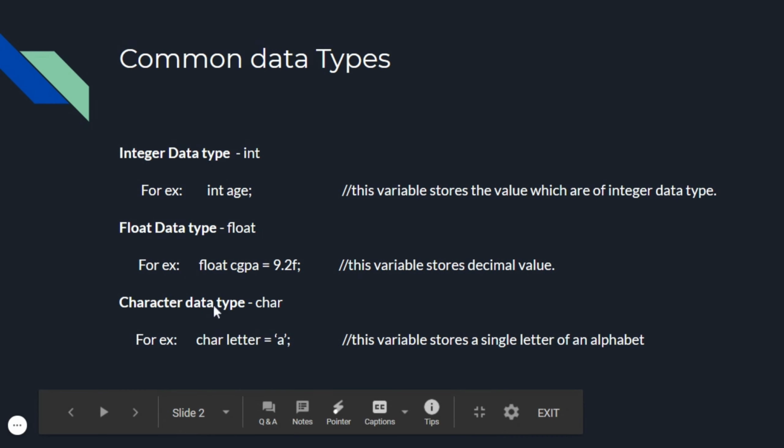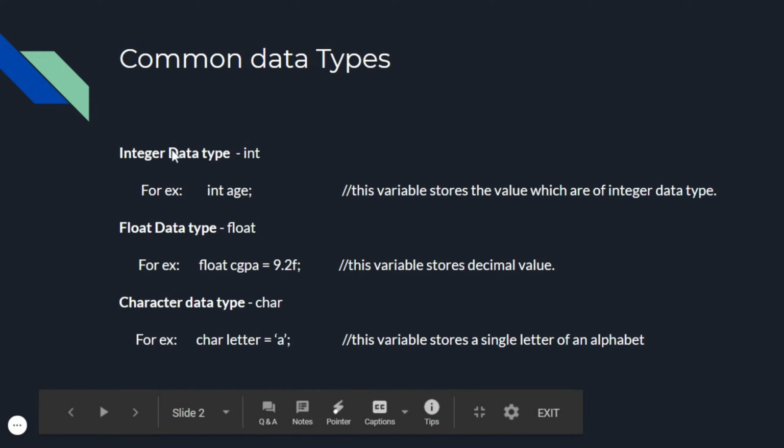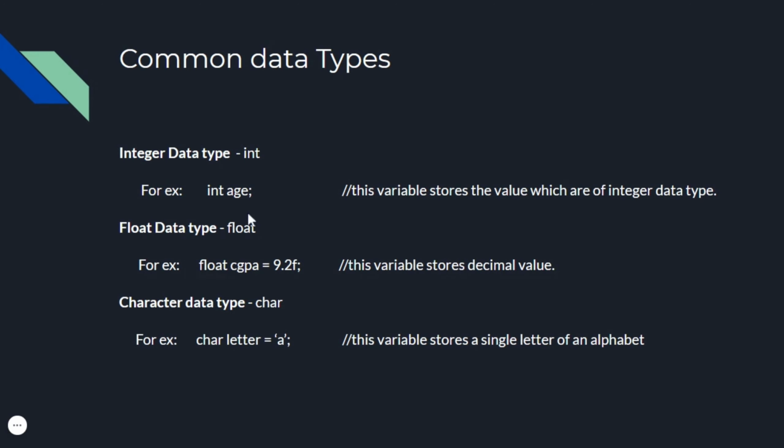So the third data type is character data type. The variable which has this data type can hold a character of an alphabet like A or B or C, but it can only hold one character at a time. So these three are the common data types in Java. Int is the keyword for integer, float is the keyword for float, and char is the keyword for character. So we are going to use these keywords to declare our variable.